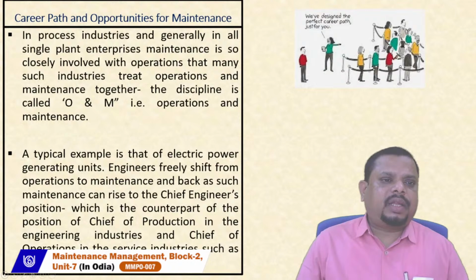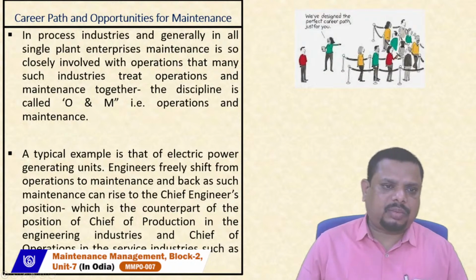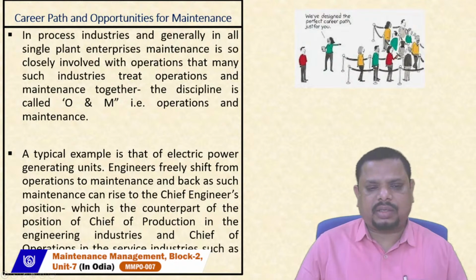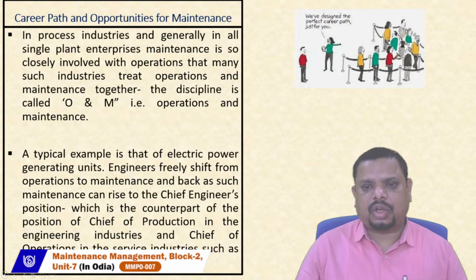The next one is career path and opportunity for maintenance personnel. In process industries, generally in all single-plant enterprises, maintenance is closely involved with the operators. Many such industries treat operations and maintenance together, which is why it is shortly pronounced as O&M. O stands for the operation department and M stands for the maintenance department.